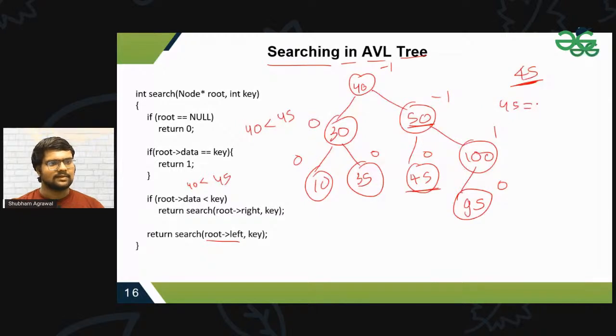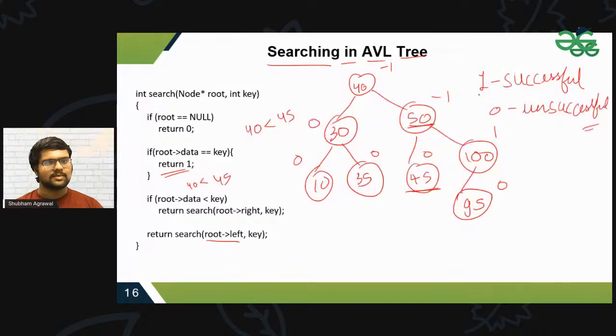So it will return 1, and again the call will go back to 50, and it will also return 1, and it will return 1 to 40 also, and at last we will get 1 as the output. So 1 means successful search, and 0 means unsuccessful. Since the element was present in our BST, 1 is returned. If it is not present, then 0 will be returned.